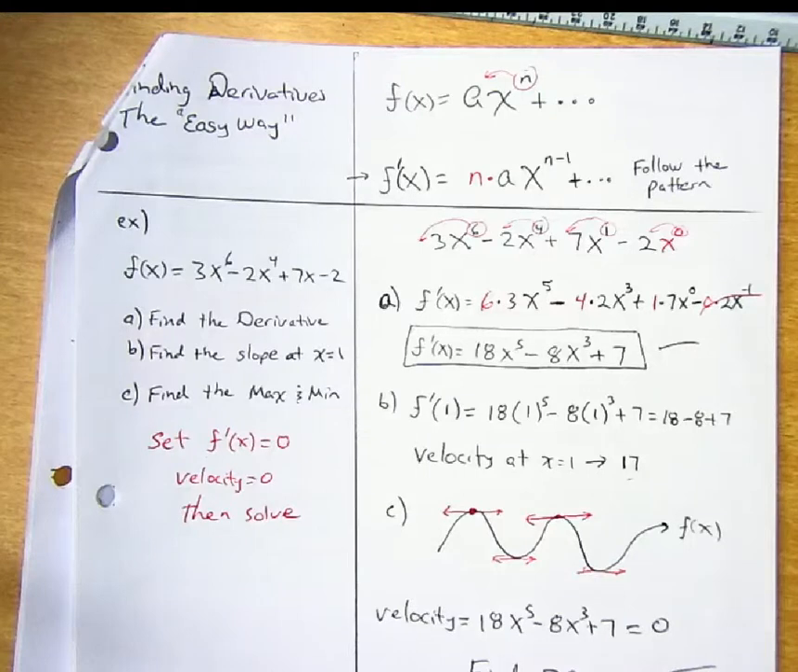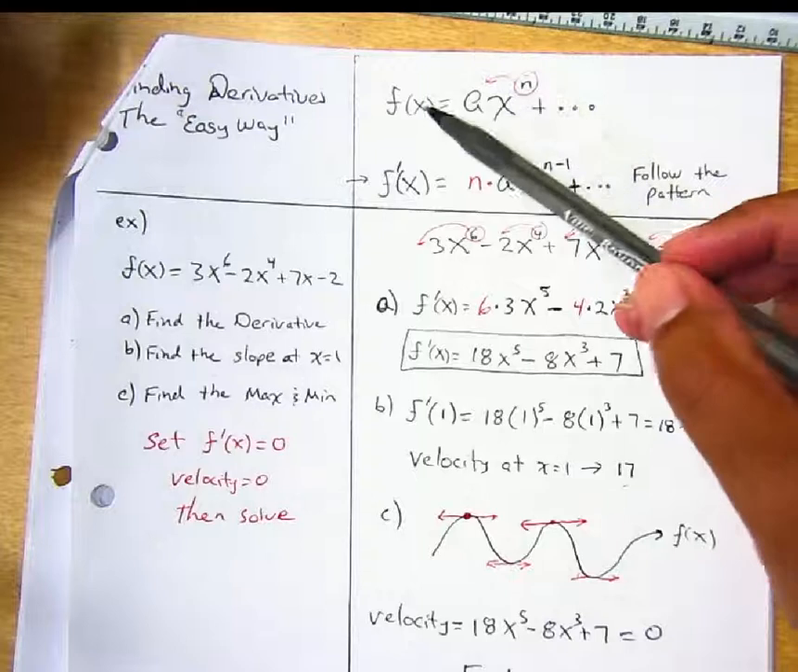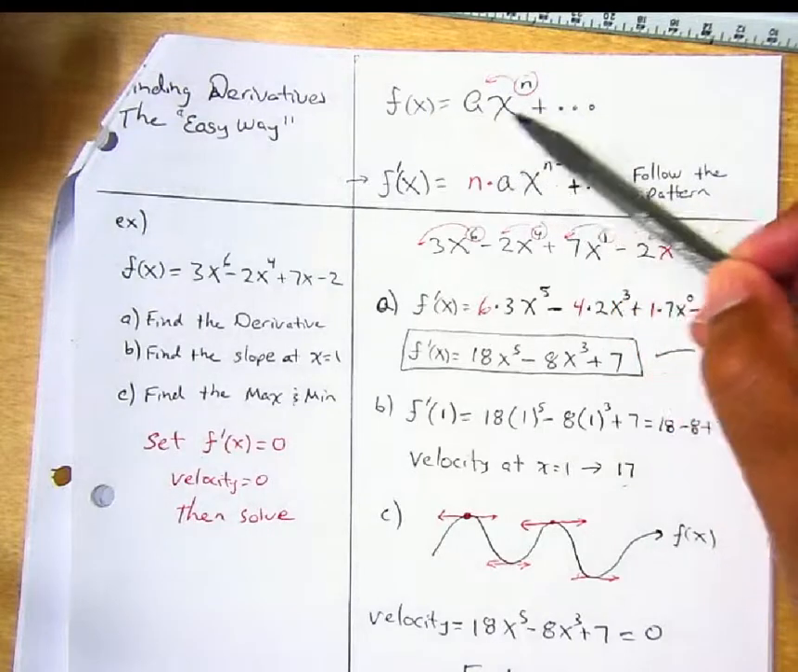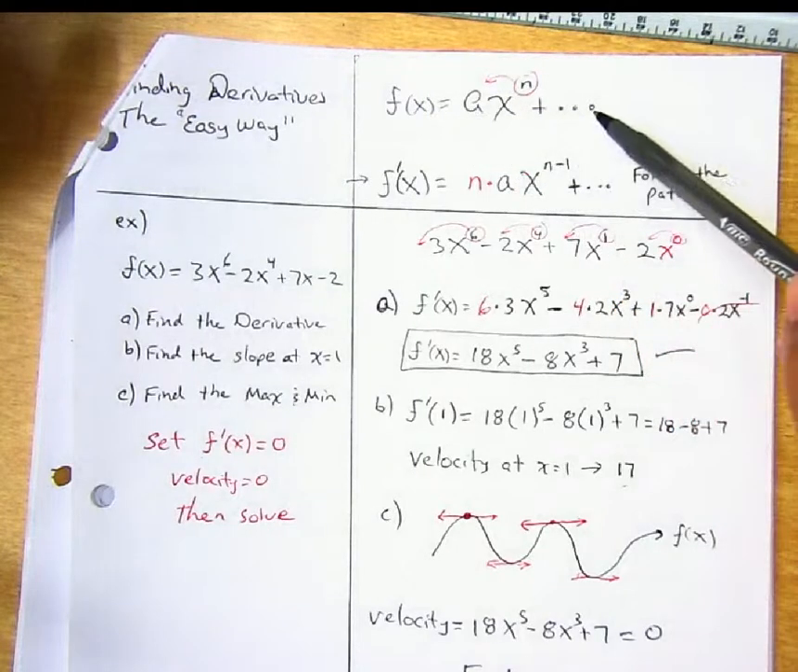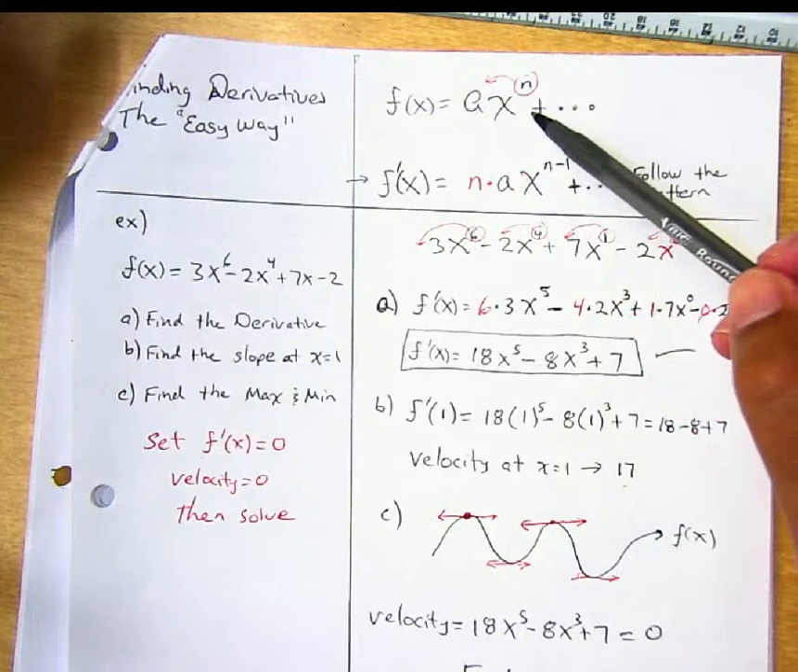These are the notes that go over finding derivatives. And this is what we talked about in class. If you have a polynomial equation, there are two rules that you have to follow to get the derivative.